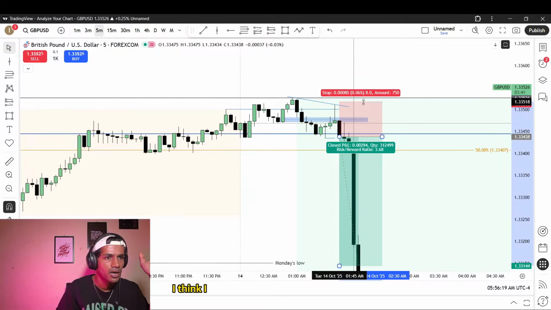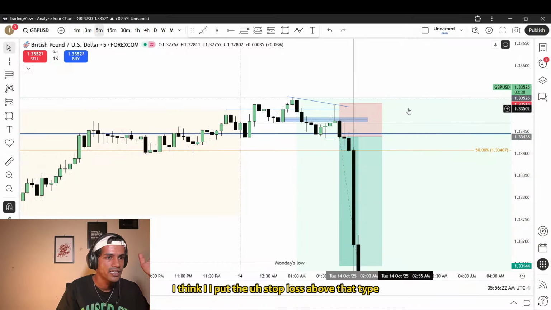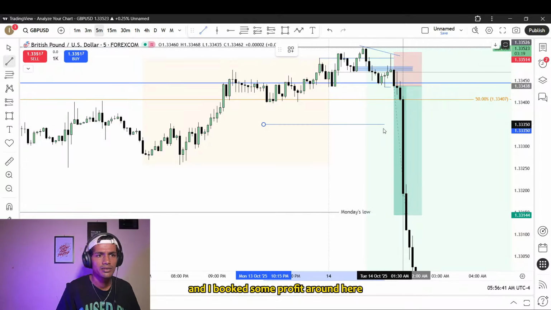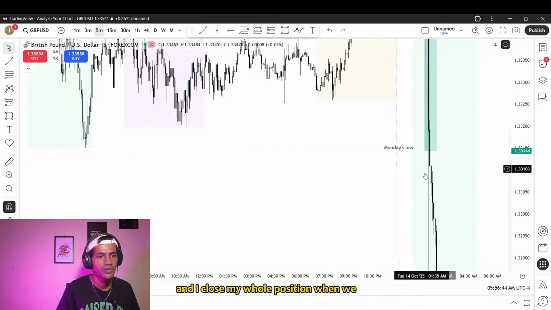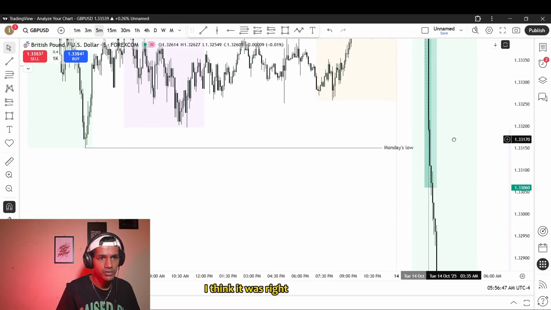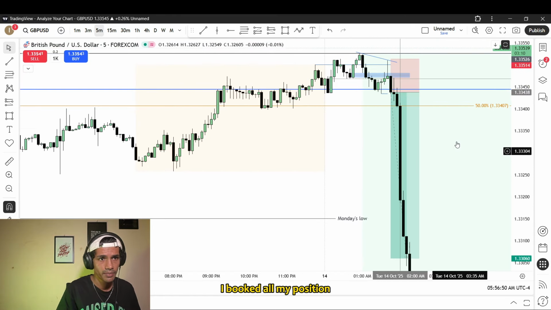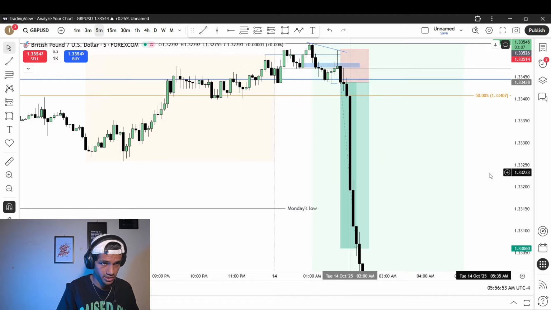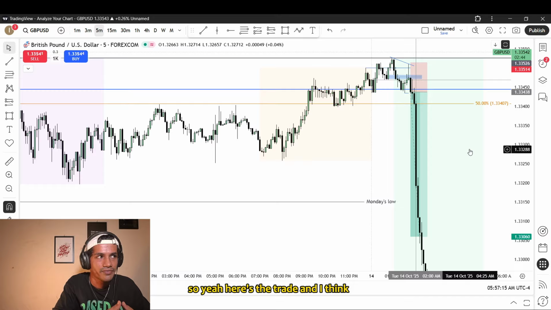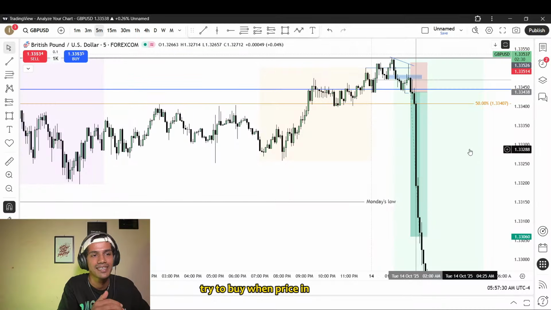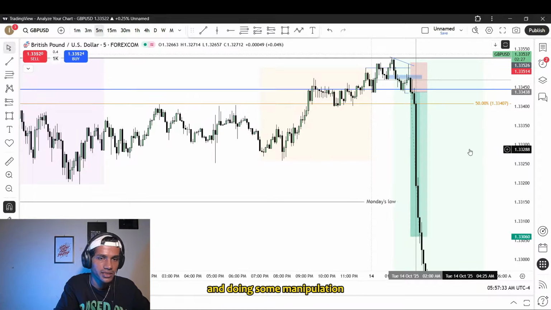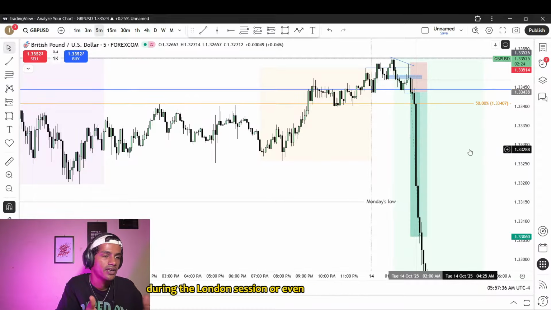I think I put the stop loss above that high, and I booked some profit around here, and I closed my whole position right around here. I booked all my position, so it was almost like a 5 hour trade. So yeah, here's the trade, and I think you probably learned something today from this trade. And always try to sell when price is in a premium zone and always try to buy when price is in discount, and doing some manipulation during the London session or even the New York session.